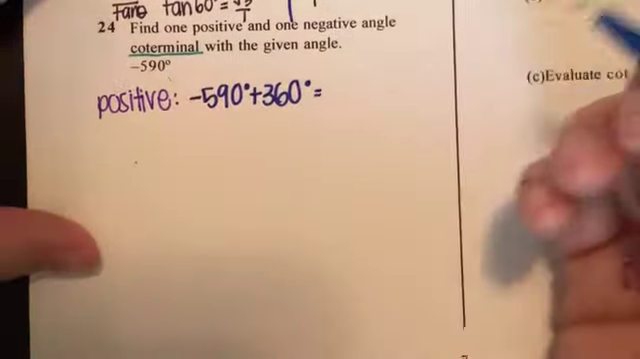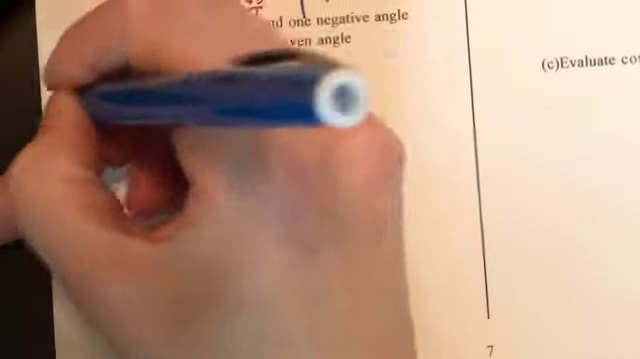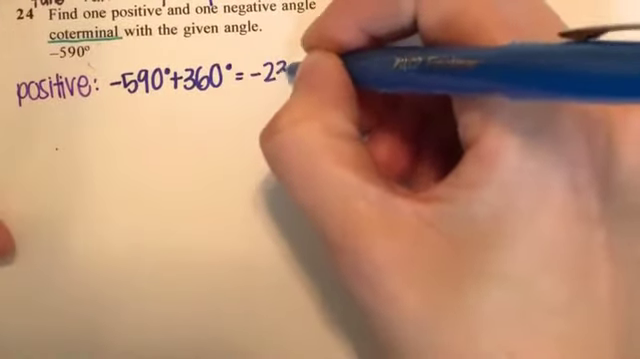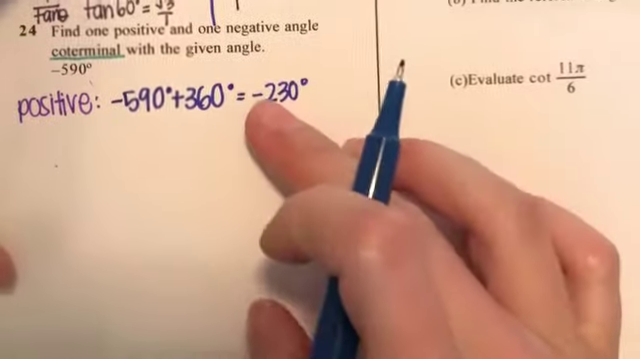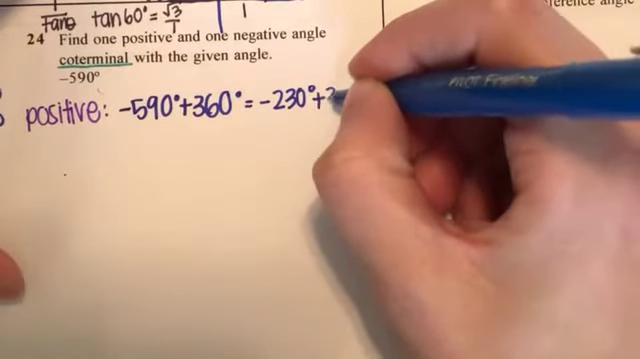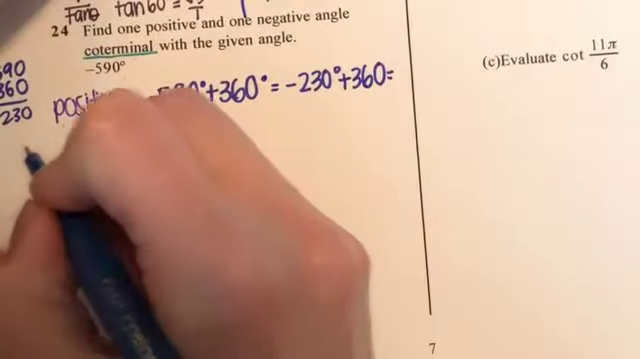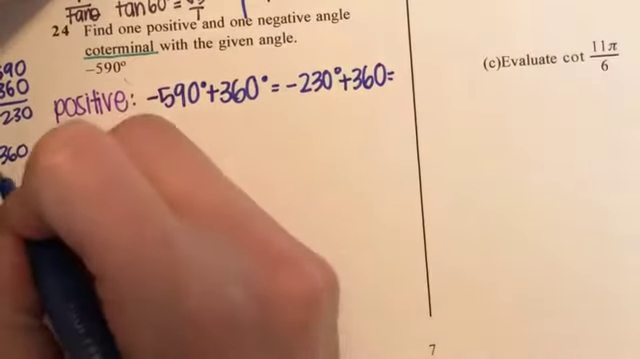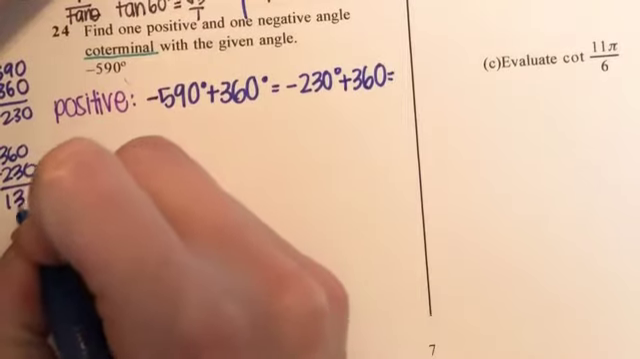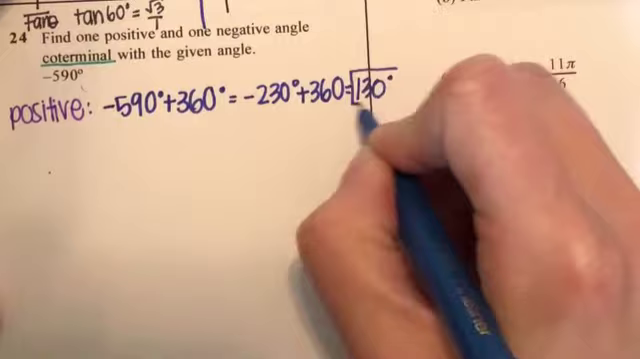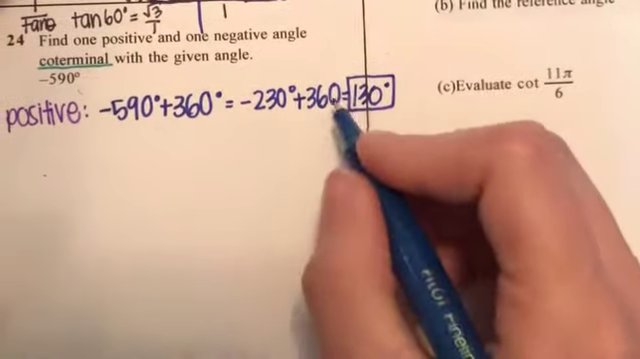Since these are different signs, I'm going to subtract and keep the sign from the larger number. So that's going to give me negative 230 degrees, but it's still negative. So since it's still negative, I have to add 360 degrees again. Again, different signs, I'm going to be subtracting and keeping the sign from the larger number, and I get finally positive 130 degrees as my positive coterminal angle.